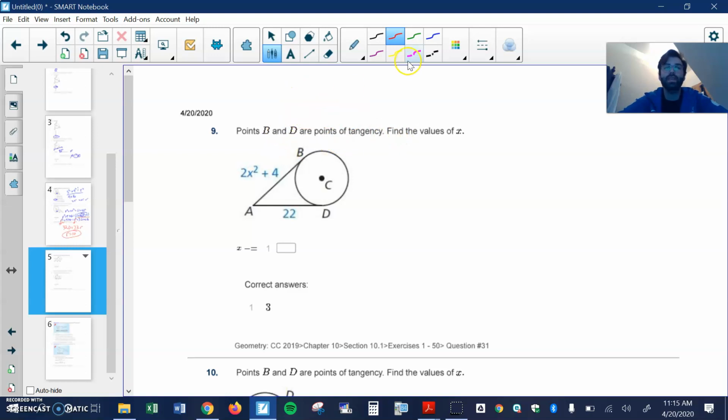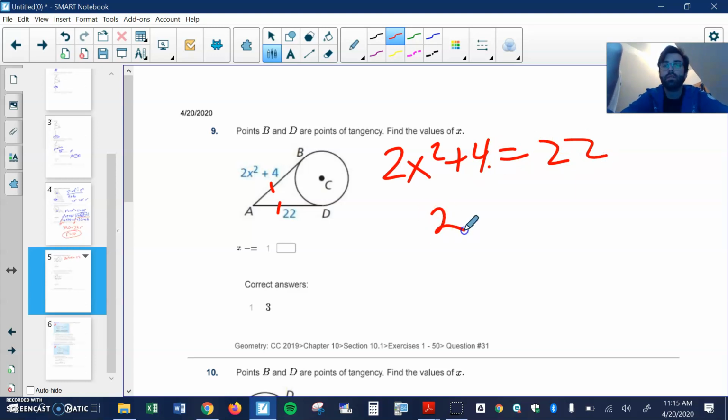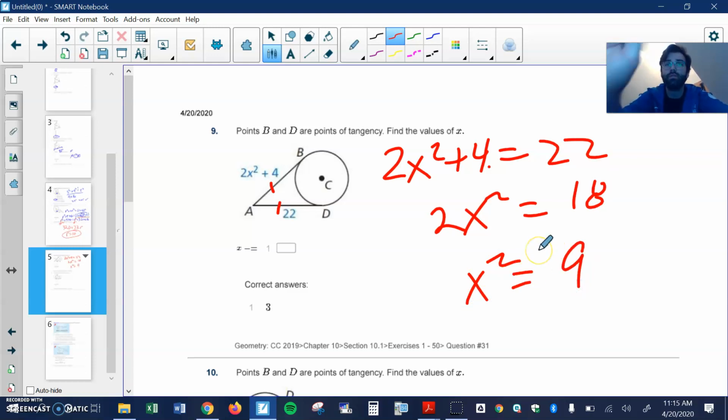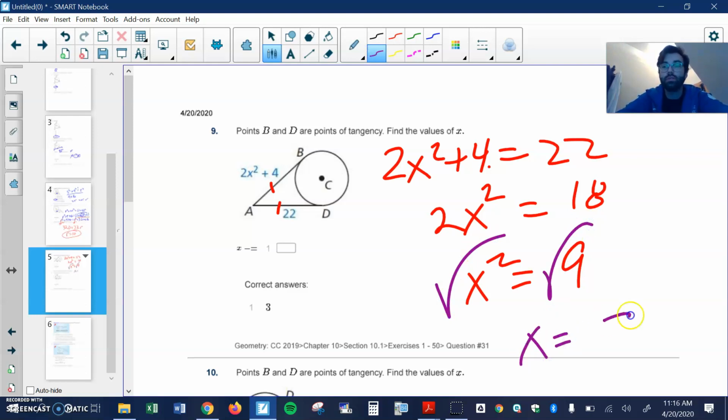It says B and D are points of tangency. Now this was in our notes, but I didn't do a problem like this. We can handle it. If they're points of tangency, that means if they start from the same point, these are congruent. So 2x squared plus 4 equals 22, and then solve for x. So 2x squared equals 18. X squared equals 9. You have to divide by 2 before you can take the square root. Now, to get rid of a square term, I take the square root, so x equals 3.